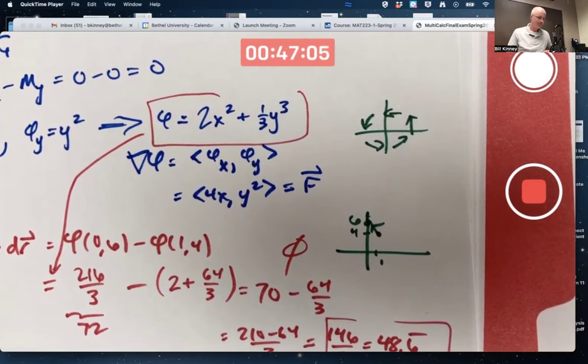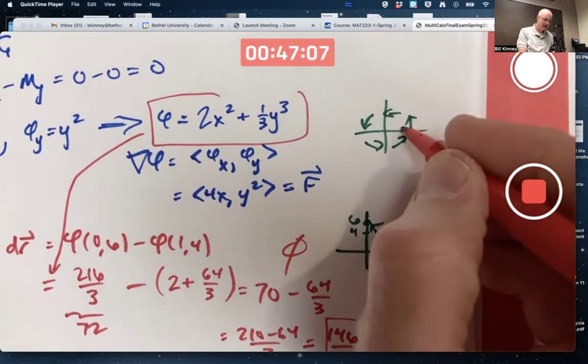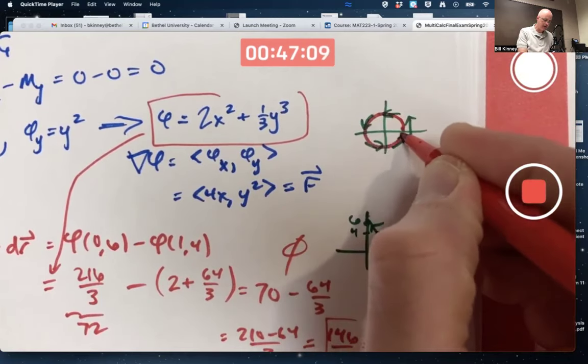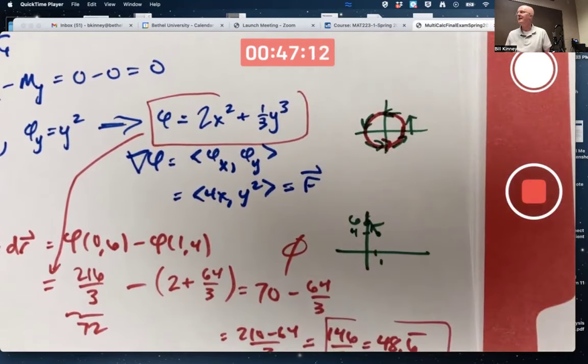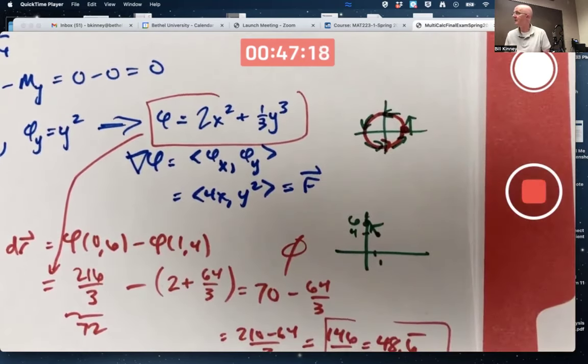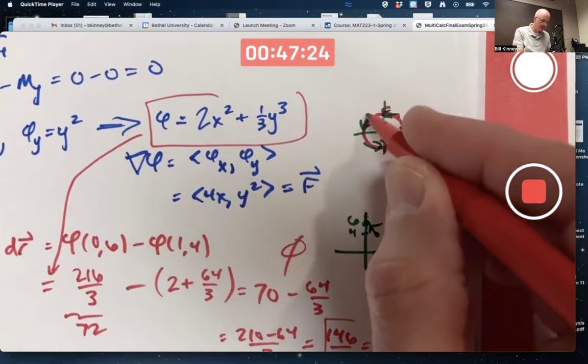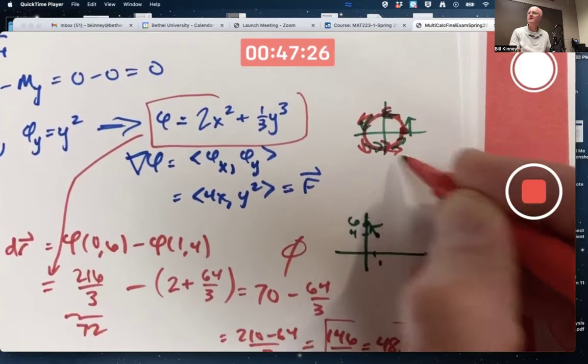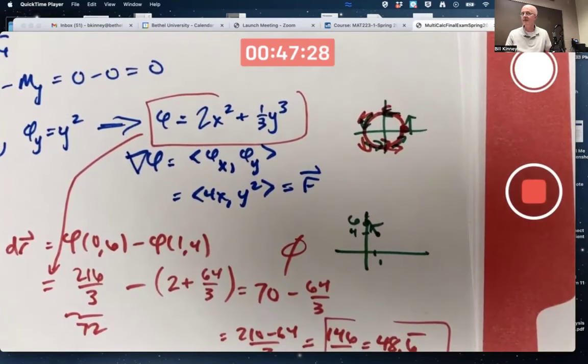Why not? Because if you integrate around any circle centered at the origin, if it were conservative, it would be independent of path. Your starting and ending point would be the same thing. You've got to get an integral of 0. But you can't get an integral of 0 because the tangent vectors are all pointing in the same direction as the vector field. You get positive contributions to the integral, so you'd have to get a positive integral.